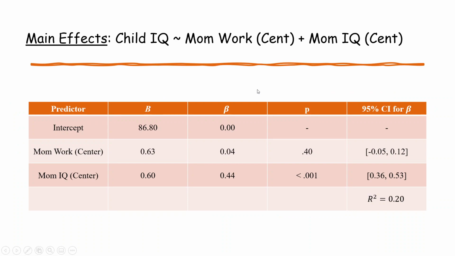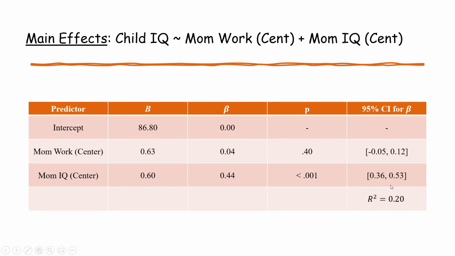Okay, so now we'll talk about the interaction between the two continuous variables: mom's work hours, which were centered, and mom's IQ, which was, of course, centered. And so here were our slopes. This should be a lowercase b, sorry, and this is the unstandardized slopes. And this is the main effects, right, where we don't have the interaction term. So this is the unstandardized slope for the main effects. This is the standardized slope for the main effects. And this is the p-value for the main effects. And this is the 95% confidence interval for the standardized coefficients.